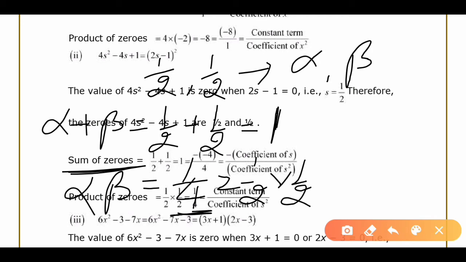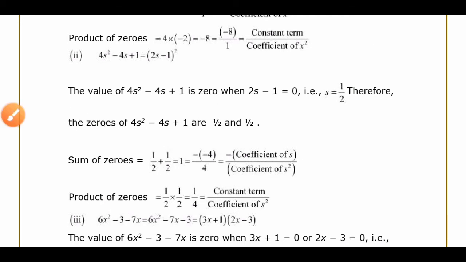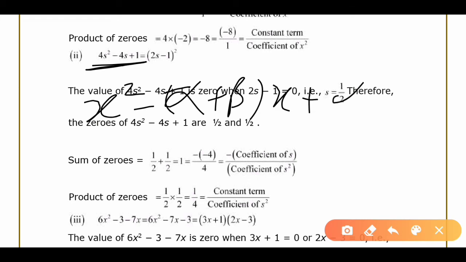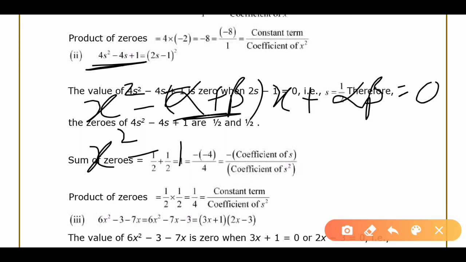Now for checking the equation, we say that x square minus alpha plus beta into x plus alpha beta equals 0 is the quadratic equation. So we are replacing the values over here. The value of alpha plus beta is 1, so we replace it with 1 into x, and the value of alpha into beta is 1 by 4, and that equals 0.